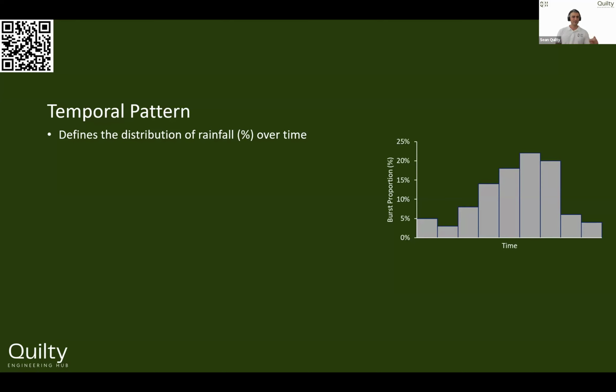But it's the burst proportion that we're looking at. So again, we've got the complete storm, but we're just chopping out that storm burst section. And out of that, we're going to see how that storm burst occurs. And we can see here how it kind of fluctuates. But again, just a percentage. So we're not looking at actual depths or anything yet. And that is what we call a temporal pattern. So that's a certain pattern that a rainfall might fall.